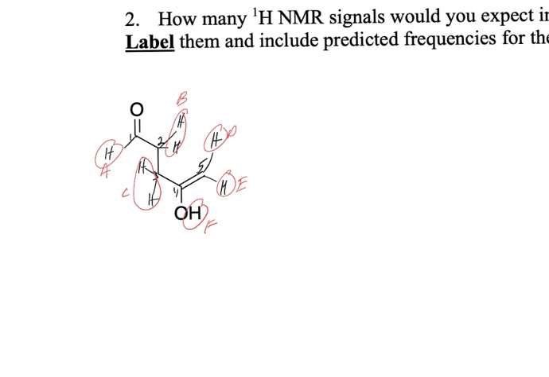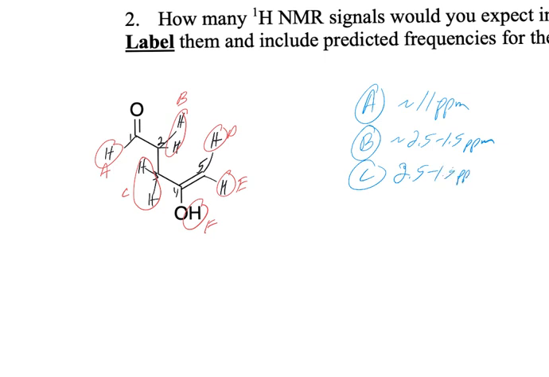And then the predicted frequencies. So if we look at our table, you will see, hopefully. A is that aldehyde CH. That should be, I don't know, 11 ppm. Should be high. B is in that allylic region. So what is that? Like that's 2.5 to 1.5. C is also in that allylic region, 2.5 to 1.5. All right, don't need to be specific, right? Because C is next to this pi bond. B is next to that pi bond.